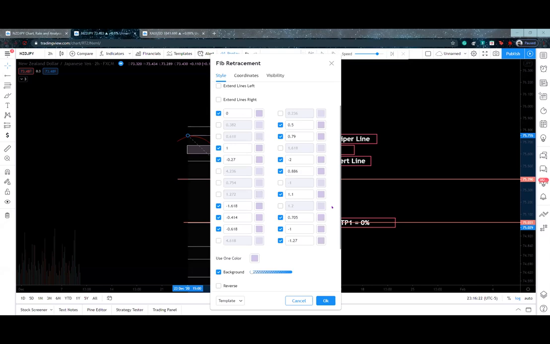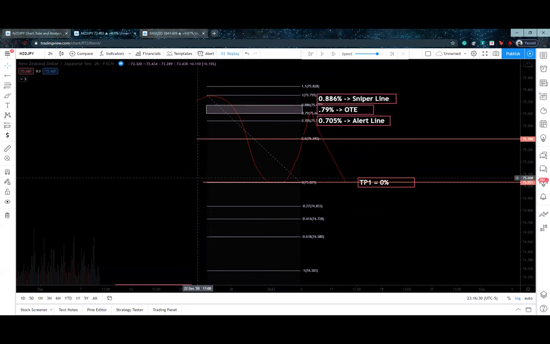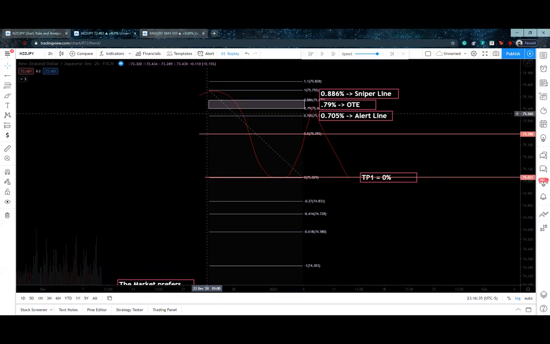So if you enter at the 88.6, your second TP would be at the negative 41.4. Let me explain that one more time. If you entered at the 88.6, your TP2 would be at the negative 61.8. If you entered at the 79, your second TP would be at the negative 41.4. And if you entered at the 705, your second TP would be at the negative 0.27. Does that make sense? Everybody understand that? I hope everybody understands that.